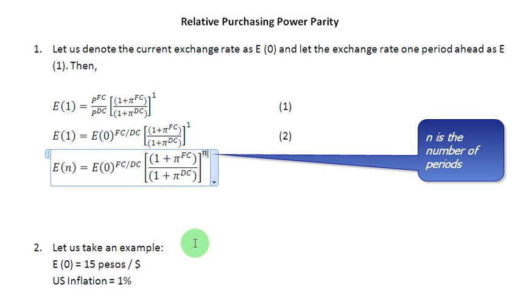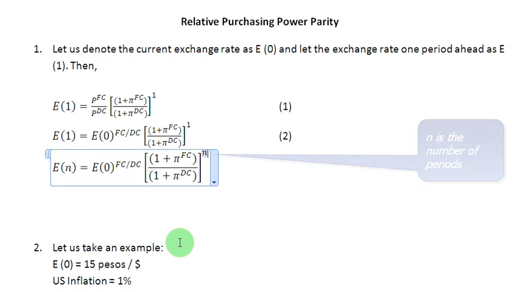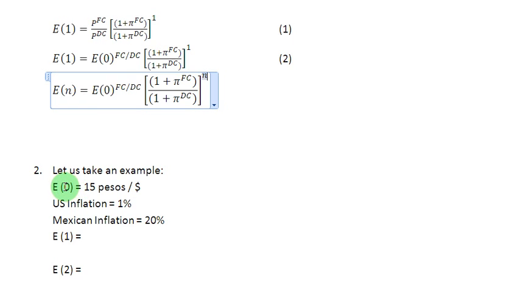Let us take a few numbers and make a small calculation. Let us assume that the current rate of exchange E0 between the Mexican pesos and US dollars is 15 pesos to a dollar. The estimate of US inflation is known, 1%, and the estimate of Mexican inflation is also available, which is equal to 20%. Let us use this equation to find out the expected exchange rate one period ahead.